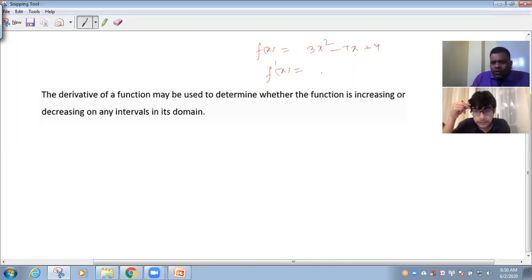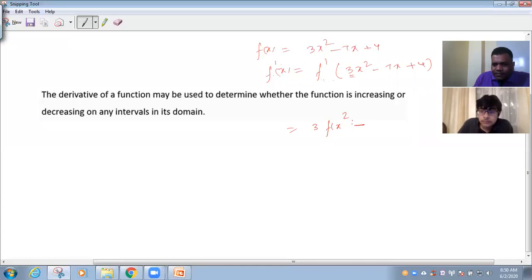No problem. What you can do is f dash x of this means f dash. You see the screen? You write completely this one, 3x squared minus 7x plus 4. After then you just distribute this f dash to everything. And wherever you get the constant, keep aside. So this is 3 times f dash of x squared minus 7 times f dash of x plus 4 times f dash of 4. It's a constant term, right? So you can write it like this.